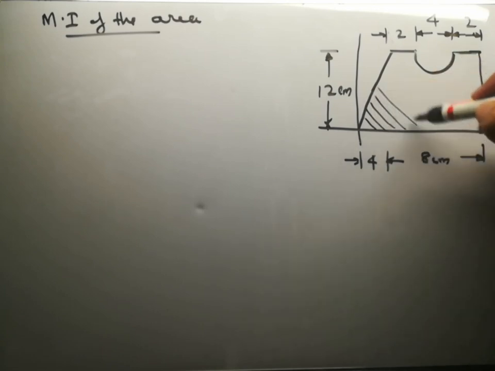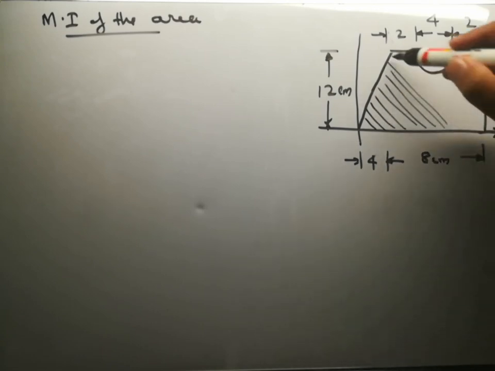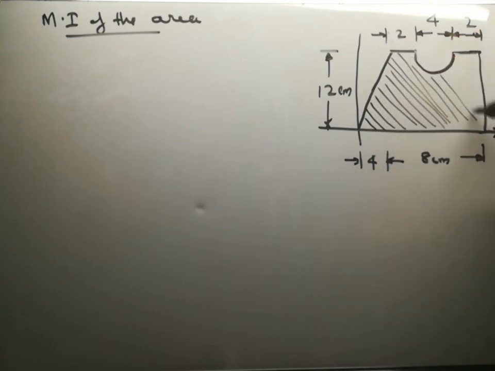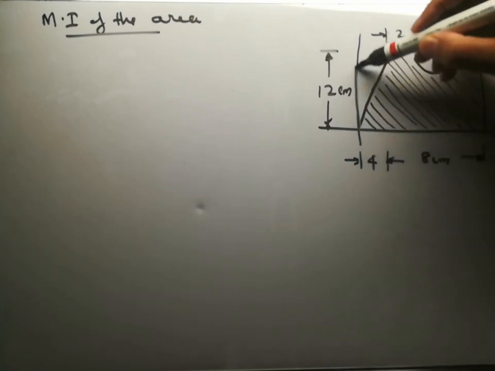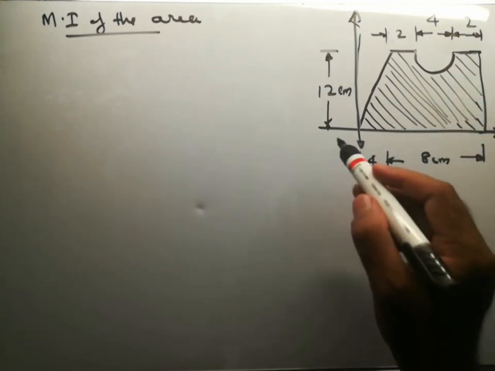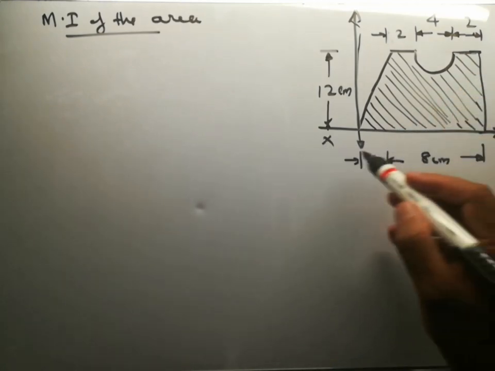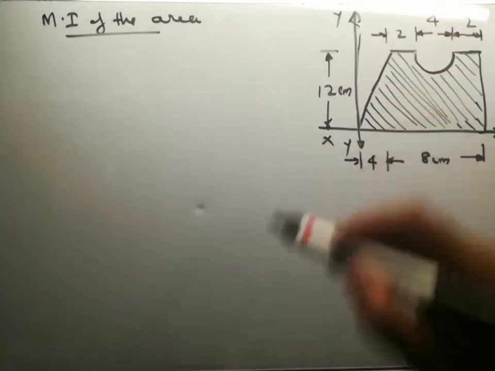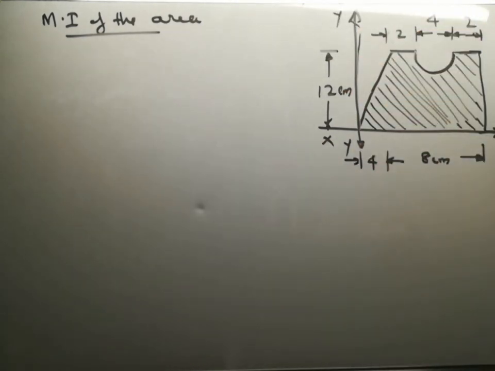And we need to find the moment of inertia of this shaded portion. To find the moment of inertia, first we will fix the reference axis xx and yy, to find out the centroidal axis of the centroid of the given area.